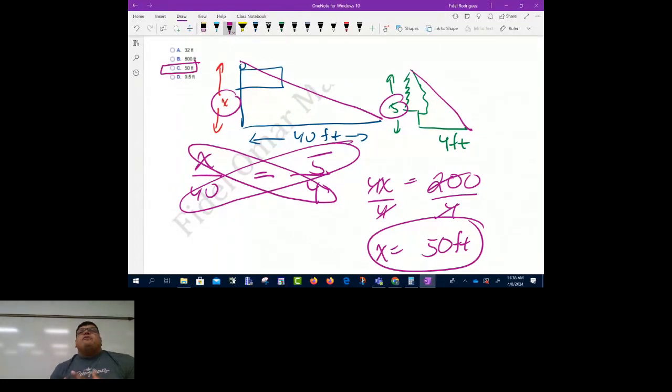If you notice in this problem, they didn't draw the picture for me. So I have to draw the picture myself, okay? But we drew it. It wasn't too difficult to do. We had a flagpole. We drew its shadow. We had a tree. We drew its shadow. And then we could kind of do our comparison, okay?